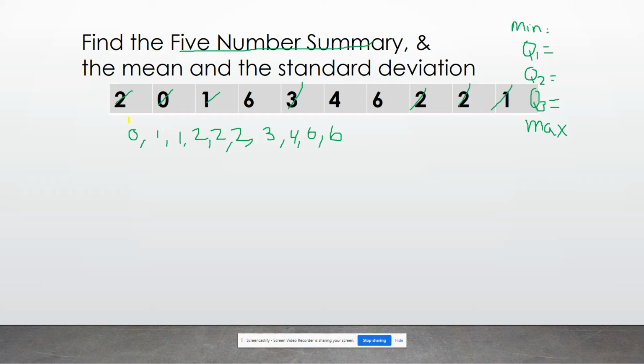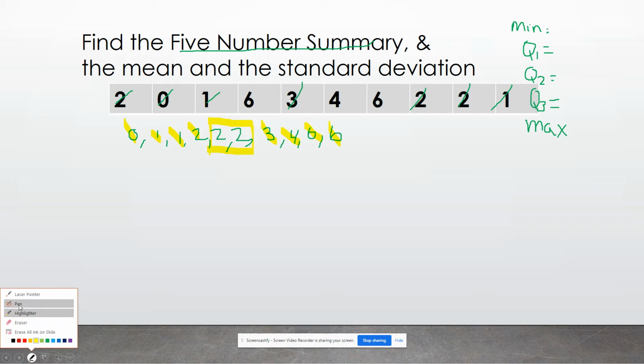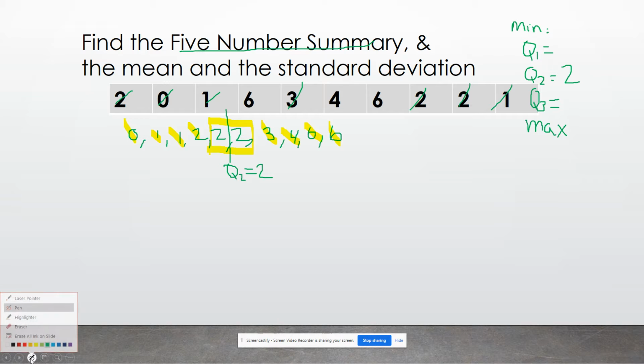All right, so first thing we're going to do is I'm going to cross one off at the beginning and at the end, beginning, end, beginning, end, and I'm going to keep going until I get to the middle. Now I've got 2 numbers that are in the middle. So in order to find the second quartile, I'm going to add them up and divide by 2. So 2 plus 2 is 4, divide by 2, quartile 2 is going to give me 2. So I'm going to draw a line here, and that's my quartile 2. And that was 2.